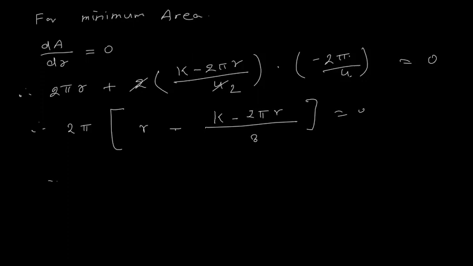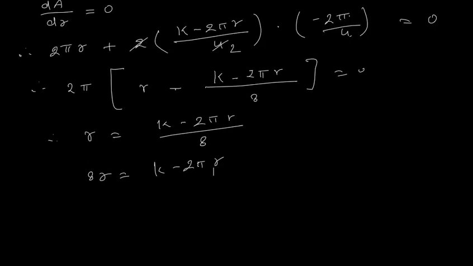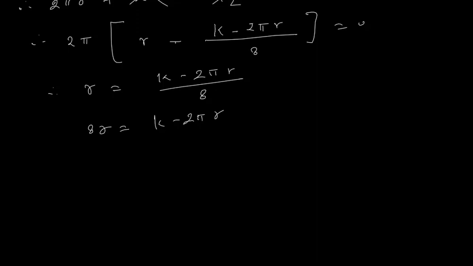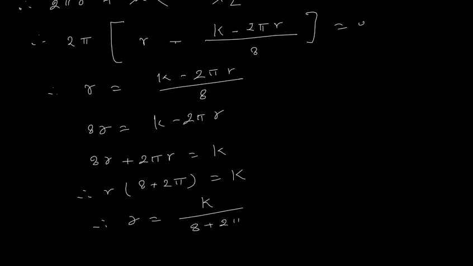So therefore I get r equal to (k minus 2 pi r) whole divided by 8, that gives me 8r equal to k minus 2 pi r. Okay, I will take r on one side. So 8r plus 2 pi r is equal to k. So therefore I will take r common. Here I have (8 plus 2 pi) r is equal to k. Therefore r is equal to k upon 8 plus 2 pi.